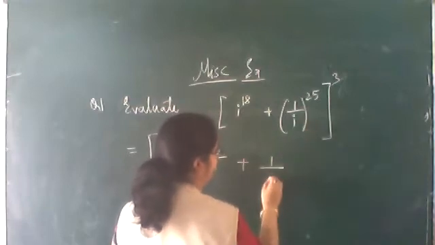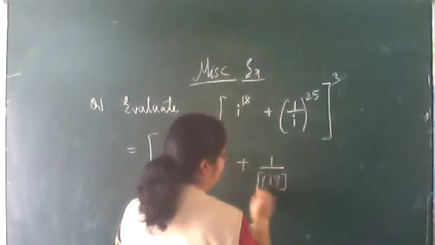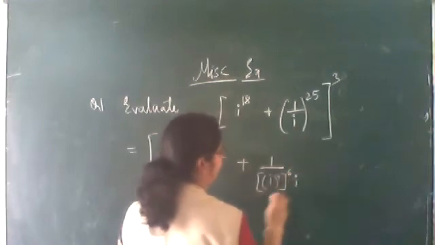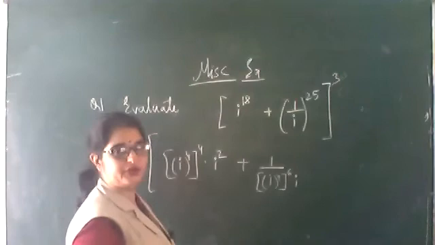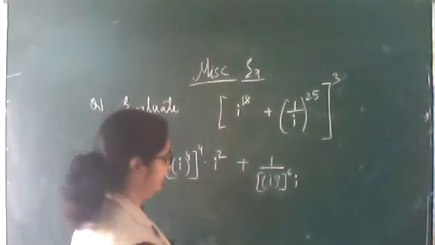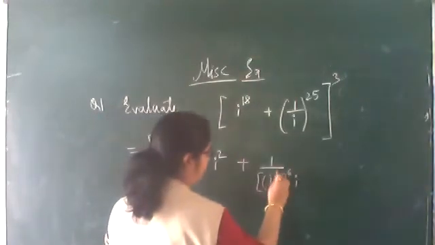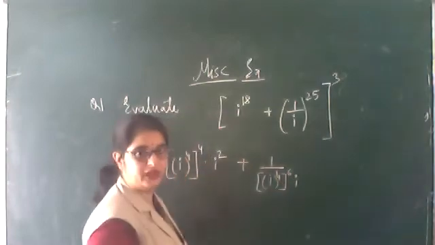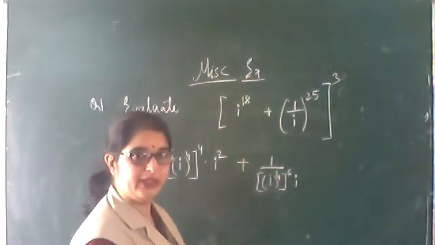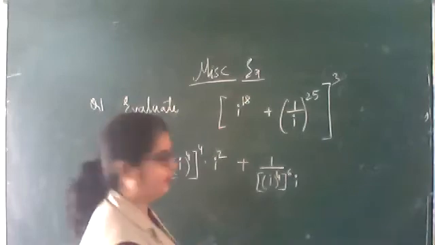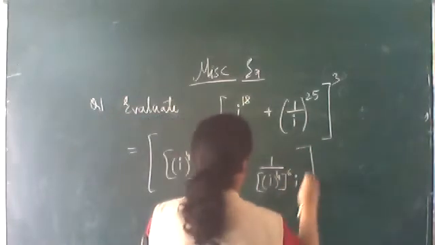Upon i to the power of 25, again break it: (i^4)^6 into i. 4 into 6 is 24. i to the power of 4 multiplied by 6 is 24. 24 into i means i to the power of 25 you will have. Whole to the power of 3.